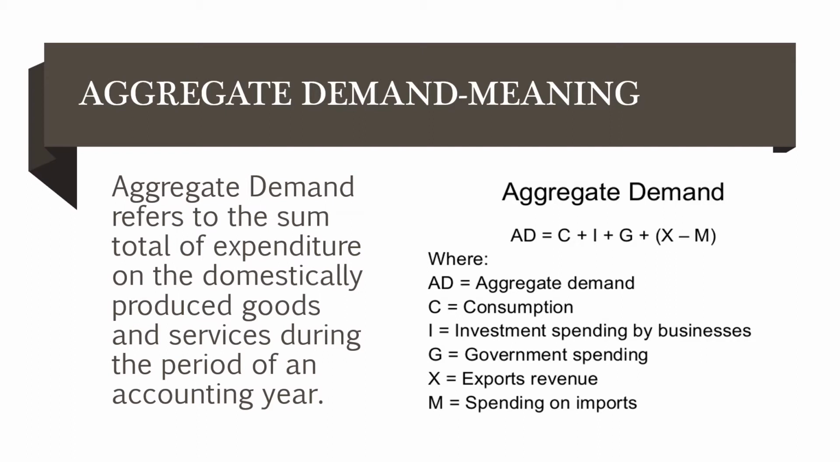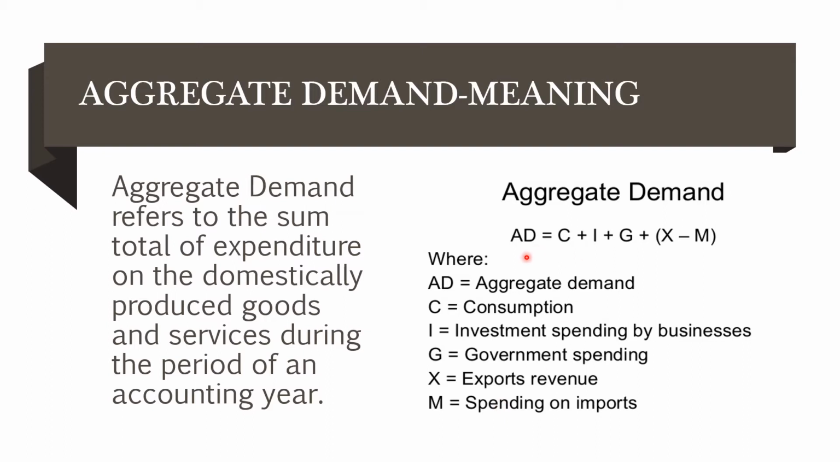Aggregate demand refers to the sum total of expenditure on domestically produced goods and services during the period of an accounting year. We are familiar with this from when we learned the expenditure method of calculating national income. We summed up all the expenditures in the economy, from private individuals and households, the government, business enterprises, as well as net exports. You remember that? Well, this is very similar to that concept.